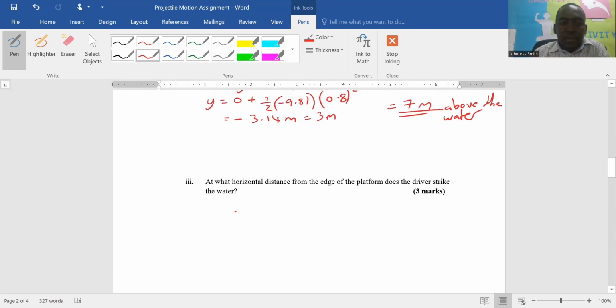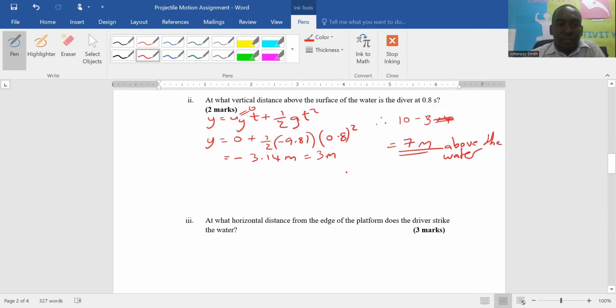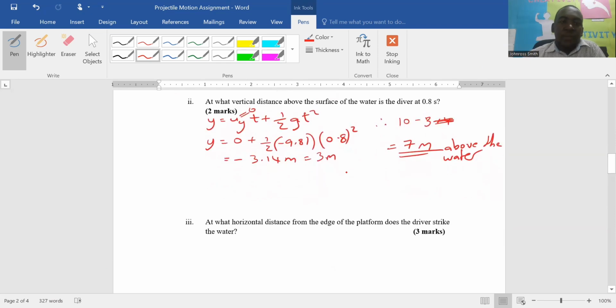All right, we go to the next question. It says, at what horizontal distance from the edge of the platform does the diver strike the water? Now, to know this value, we have to find what is the time it takes to reach the water. So therefore, we utilize the same formula from before. Now this time we're going to find the time it takes to displace 10 meters. Because the height of fall is 10 meters, initial velocity is 0 times that, plus half times negative 9.81 times t squared.